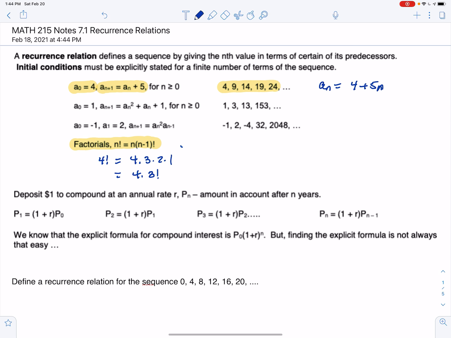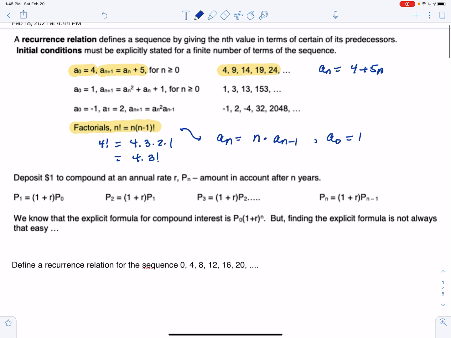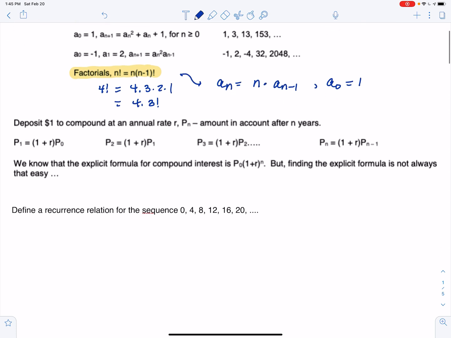So if you wanted to write n factorial as a recursive sequence, we would have a sub n is equal to n times a sub n minus 1, where a0 is equal to 1. So there I wrote the seed value last, even though usually we try to write it first. So either way, as long as you express that seed value, you're fine.